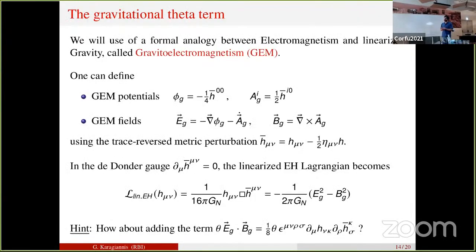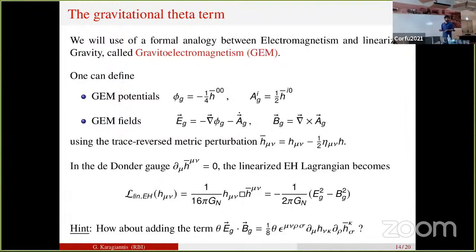I'm not going to go through details because they're not very important. Just to mention that we used a formal analogy between electromagnetism and linearized gravity, which is called gravito-electromagnetism. Basically, you define some potentials, phi_g and A_g, in terms of the components of the linearized metric. And in the same way as in electromagnetism, you can define some fields, E_g and B_g. E_g is the standard Newtonian field, while B_g is what they call the gravitomagnetic field. If you define these fields E and B, then you can see that in the de Donder gauge, the linearized Einstein-Hilbert action can be written in this form, which really resembles the E squared minus B squared electromagnetic Maxwell Lagrangian. And this gives us a hint.